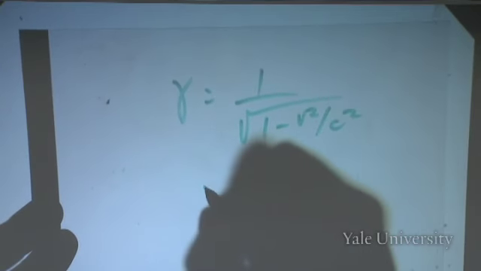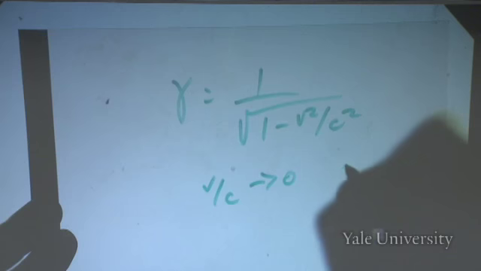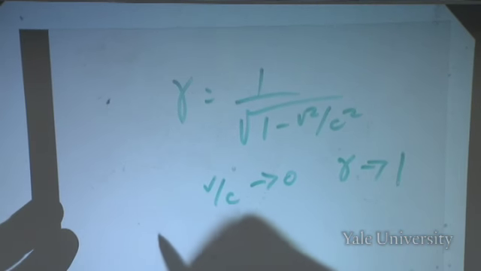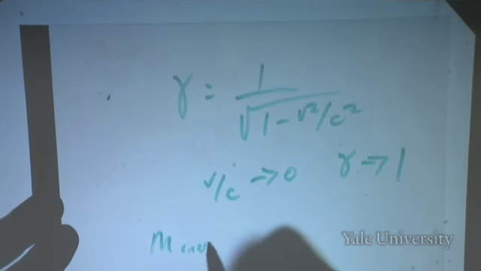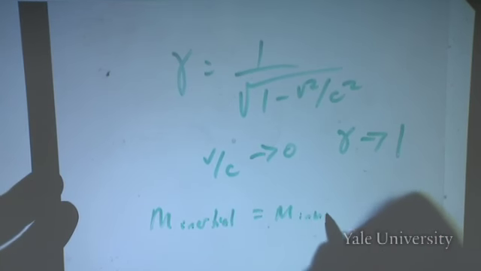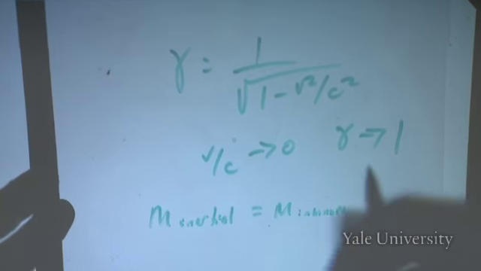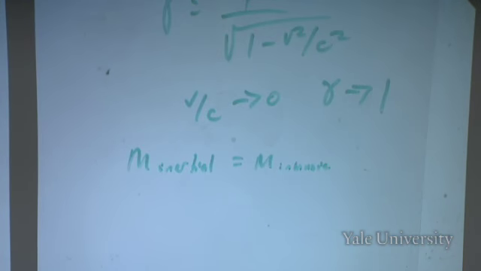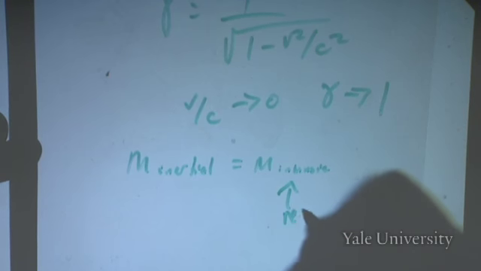If it goes, so you were right up to the very end. Remember how this works. Gamma is equal to 1 over the square root of 1 minus v squared over c squared. If v over c goes to 0, gamma goes to 1. And in that case, the inertial mass is equal to the intrinsic mass. And if it's going faster, then the inertial mass is bigger than the intrinsic mass. The intrinsic mass is usually referred to as the rest mass.